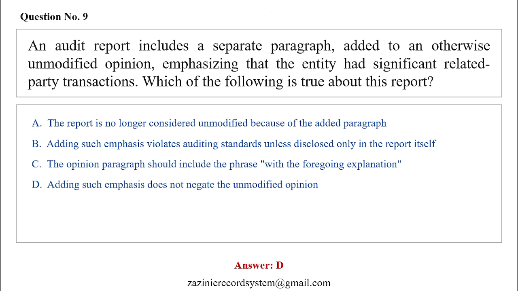Explanation. Letter D is correct because adding an emphasis of matter paragraph about related party transactions is simply extra information for the reader. It does not change the fact that the opinion itself remains unmodified, since the underlying financial statements are still fairly presented, and the auditor is just drawing attention to something worth knowing.